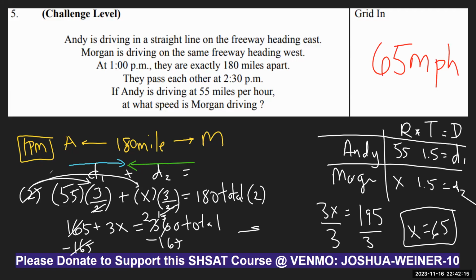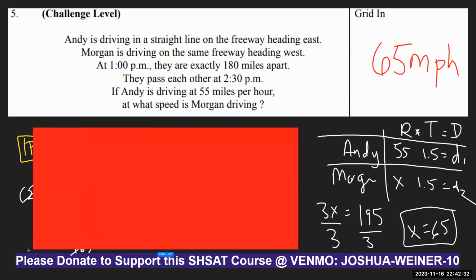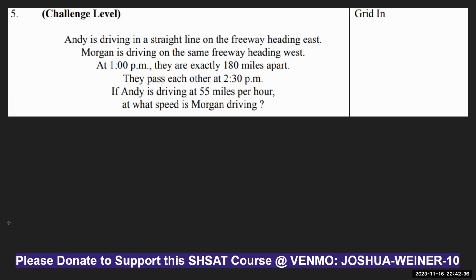And then after 90 minutes, they will pass each other on the road. They'll go beep, beep, and they pass each other on the road, and as they keep going... Because this is a challenge level problem, let's draw it. The correct answer was 65 miles per hour, right back here in the grid.